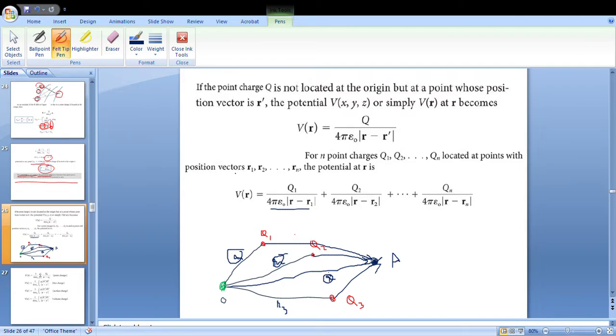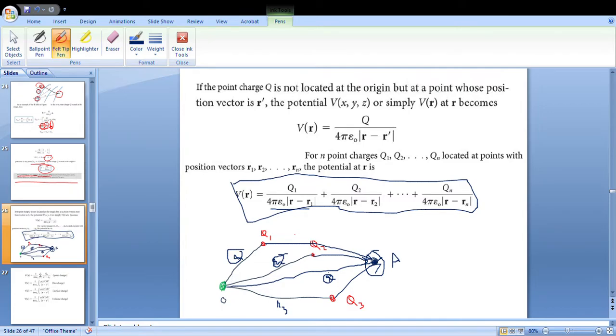So this is the equation which you have to remember if there are n number of point charges and you have to calculate the potential at one point due to all these charges. First you have to obtain the position vectors of q1, q2, q3 and the position vector of this point A, and you have to do vector subtraction to obtain r minus r1, right? So we'll move on to the next slide.